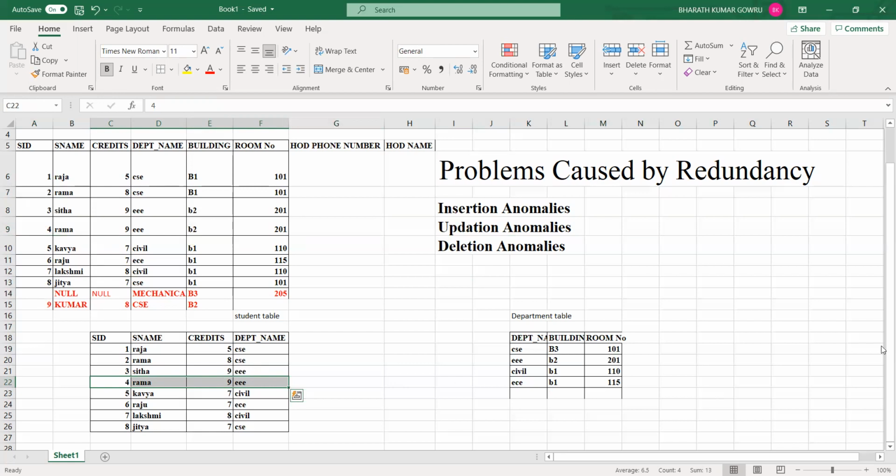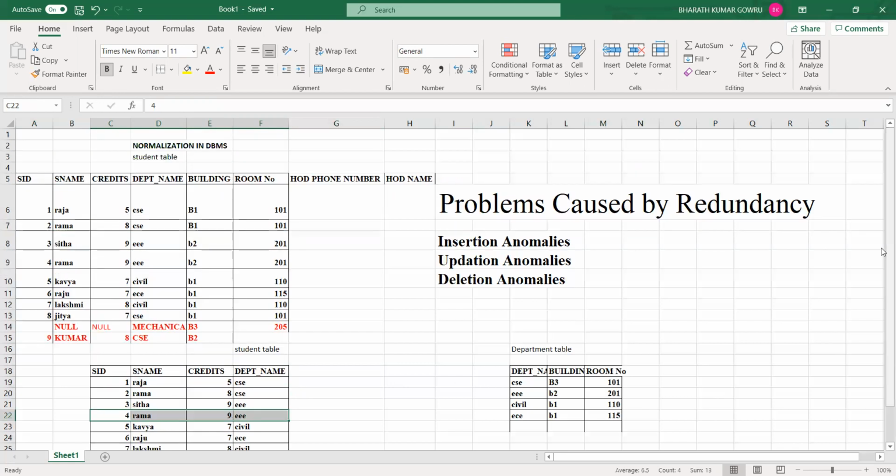This is the information about the problems caused by redundancy and how we rectify those problems.